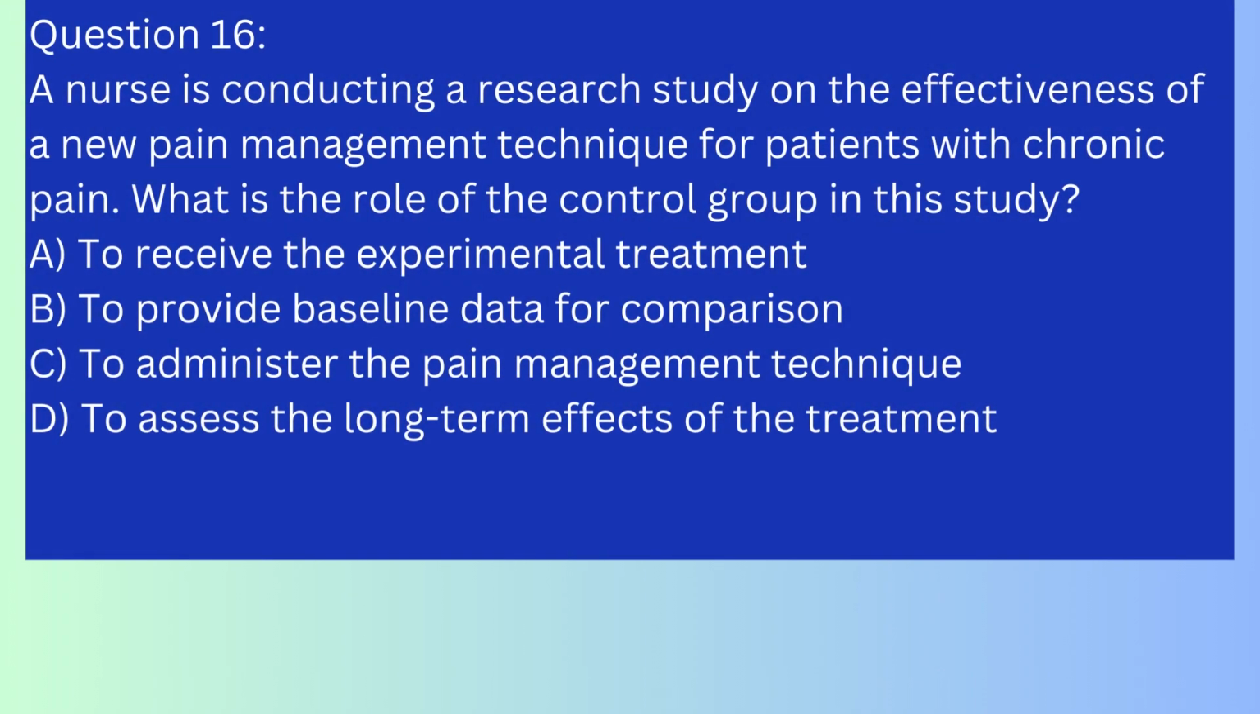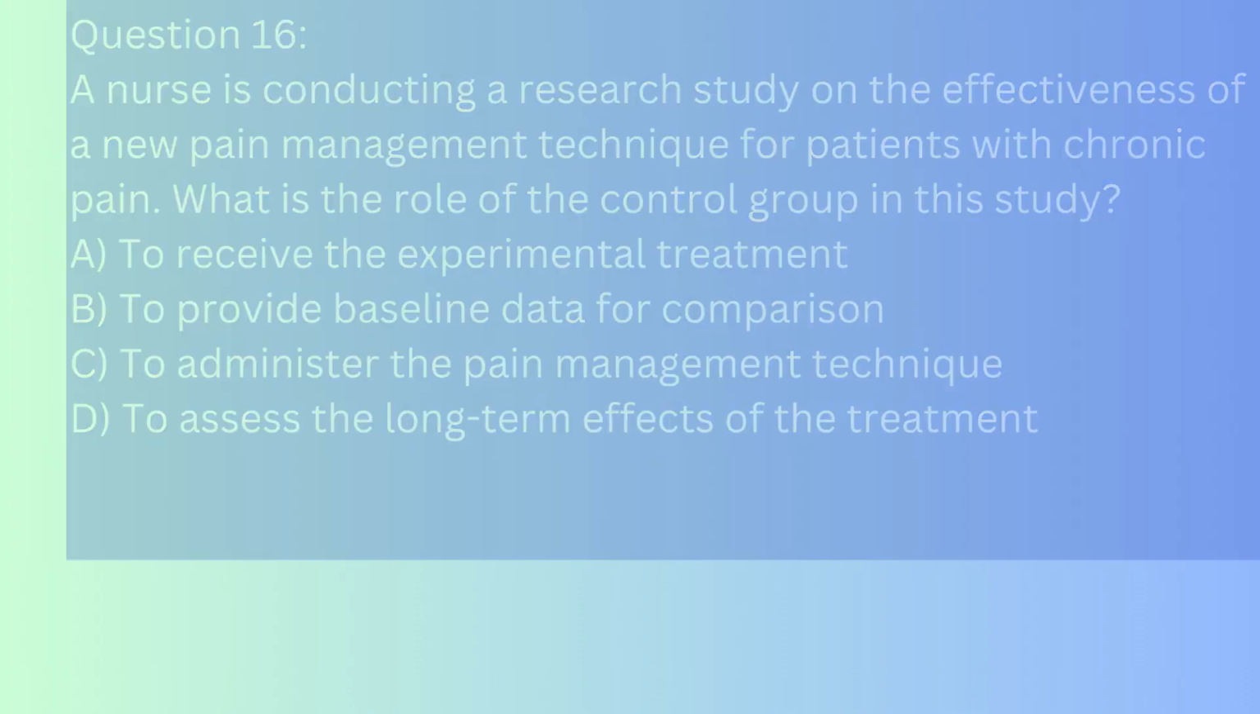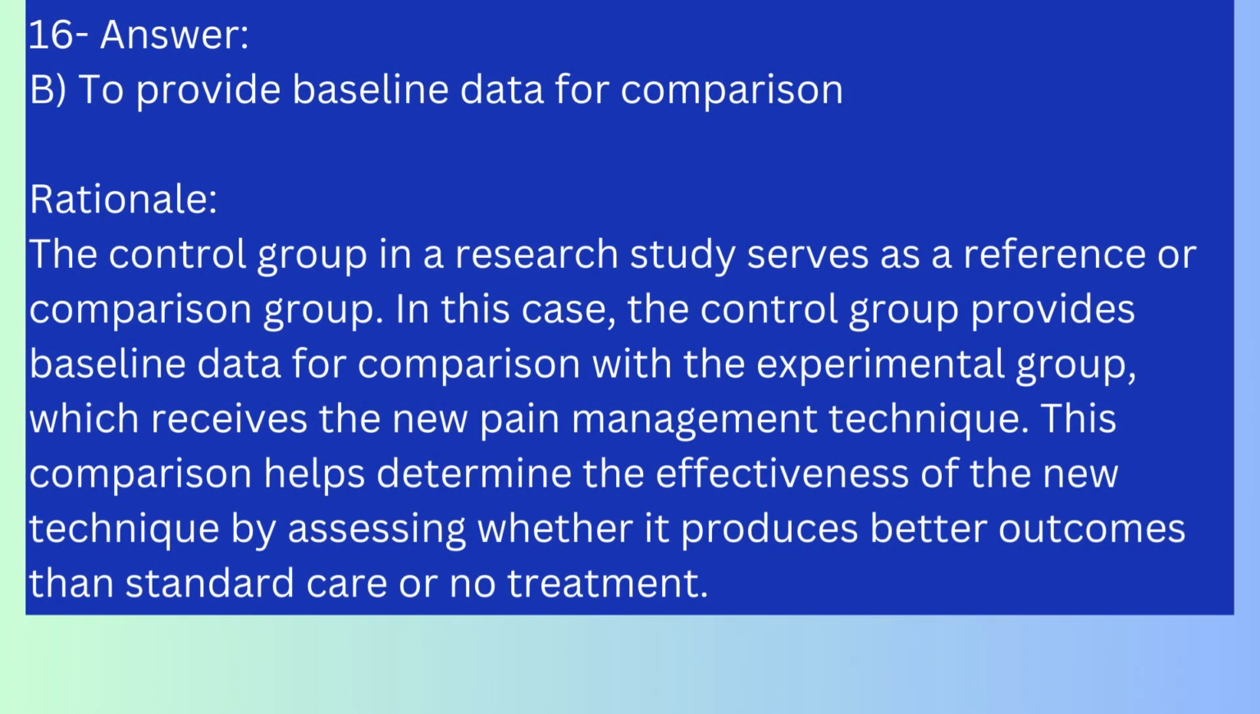Question 16. A nurse is conducting a research study on the effectiveness of a new pain management technique for patients with chronic pain. What is the role of the control group in this study? A. To receive the experimental treatment. B. To provide baseline data for comparison. C. To administer the pain management technique. D. To assess the long-term effects of the treatment. Answer: B. To provide baseline data for comparison.